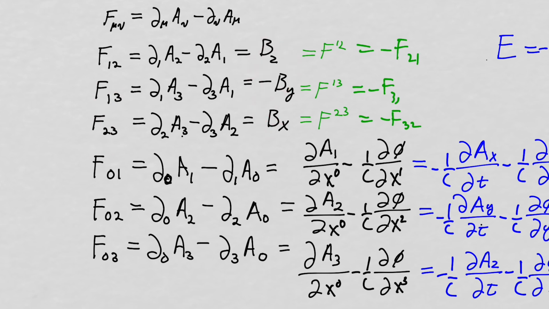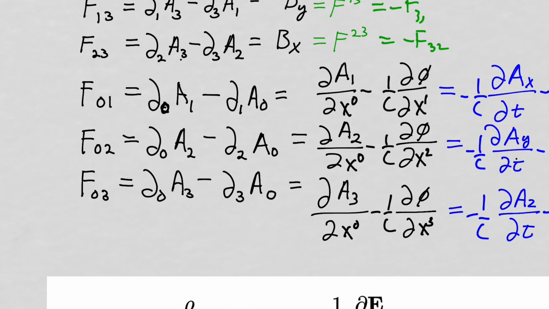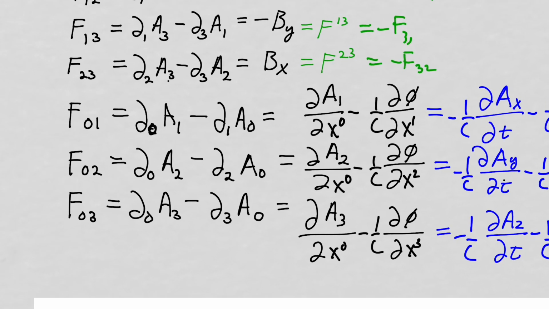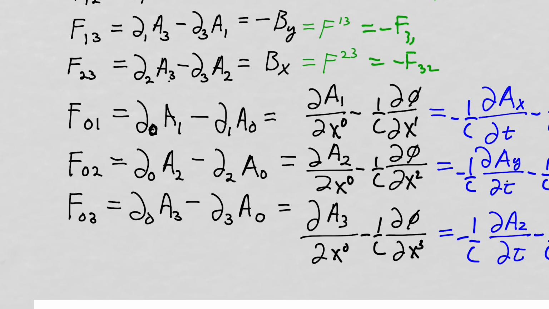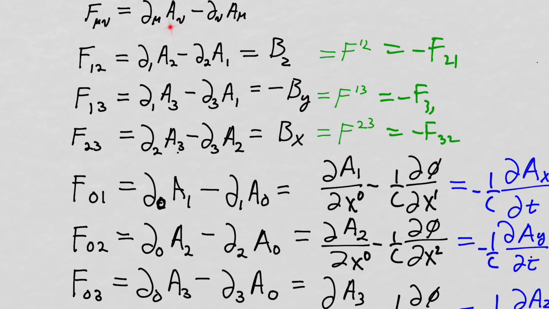Except for the diagonal ones, which are 0 because of the antisymmetry of our definition. Now the electric parts are a little bit more interesting, because you still just run the same definition straight up, right? For F01, you just put in 0 for mu and 1 for nu and write it all out, and that's what you get here.